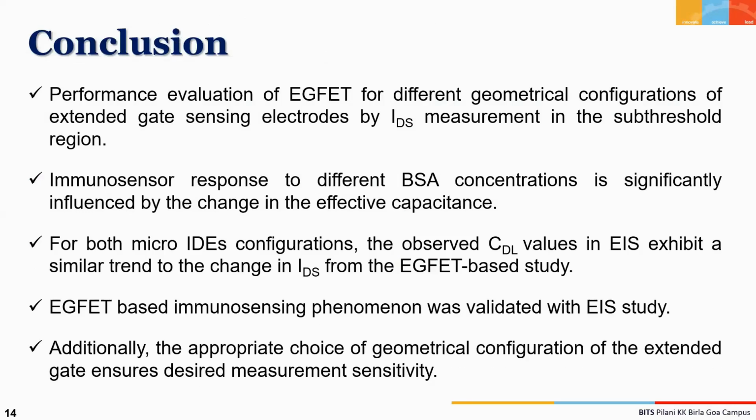So, conclusion: we have done the performance evaluation of EG-FET for different geometrical configurations of the extended gate sensing electrode by IDS measurement in the substrate region. The immunosensing response to different BSA concentrations is significantly influenced by the change in the effective capacitance. For both micro ID configurations, the observed CDL values in EIS exhibit a similar trend with respect to IDS, and we have validated this phenomenon with the EIS study. Additionally, the appropriate choice of geometrical configuration of the extended gate ensures the desired measurement sensitivity.